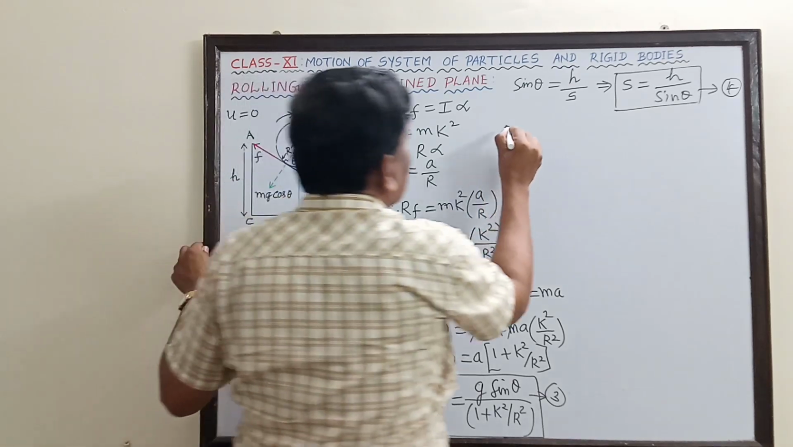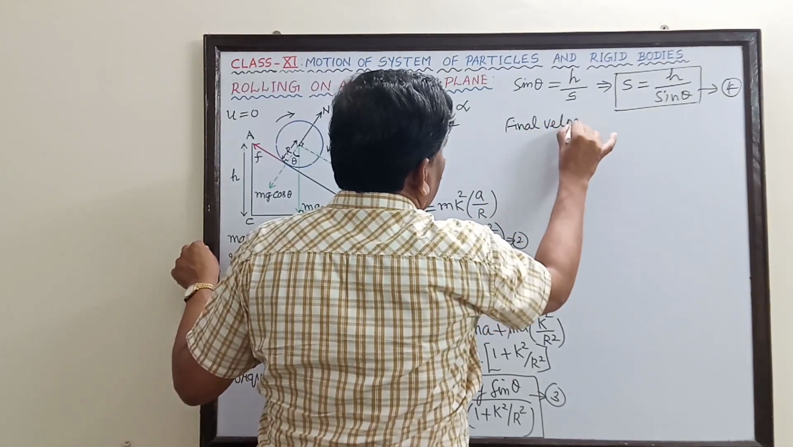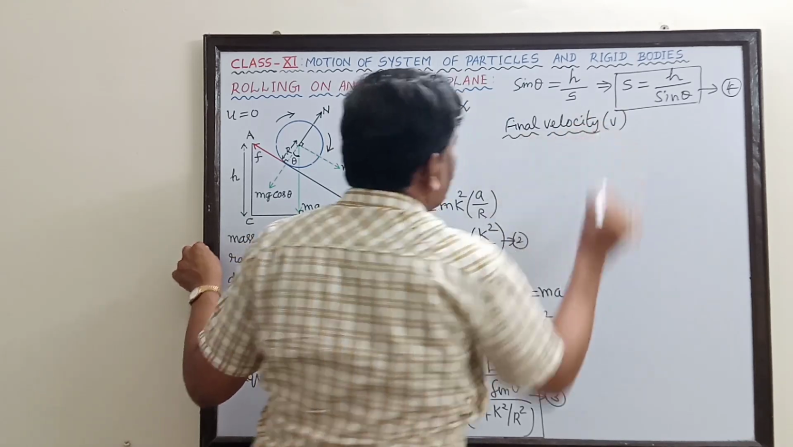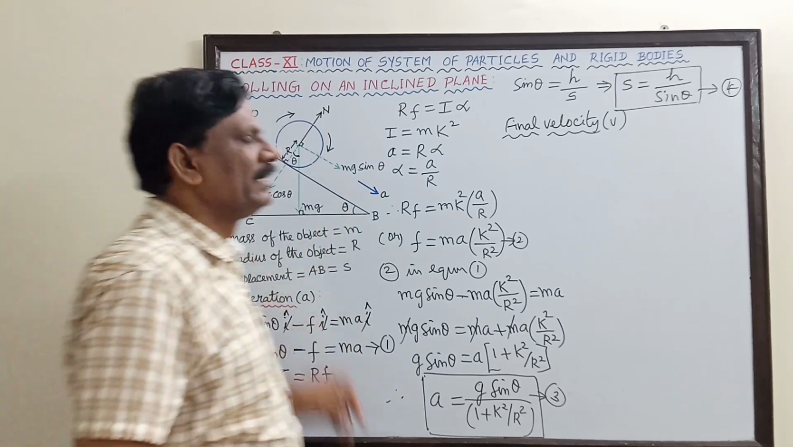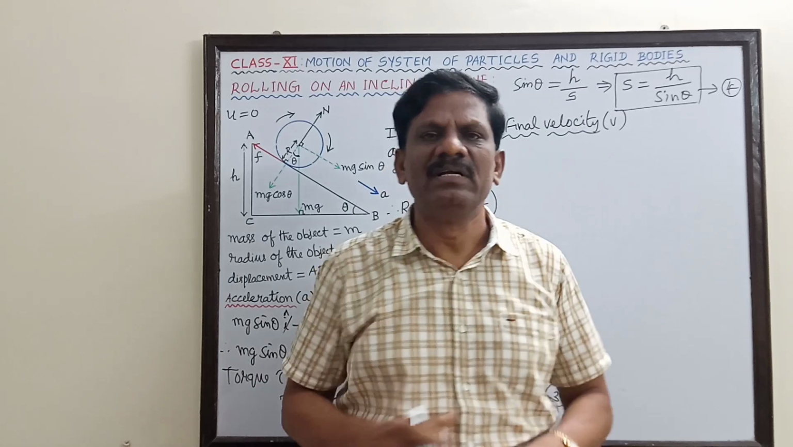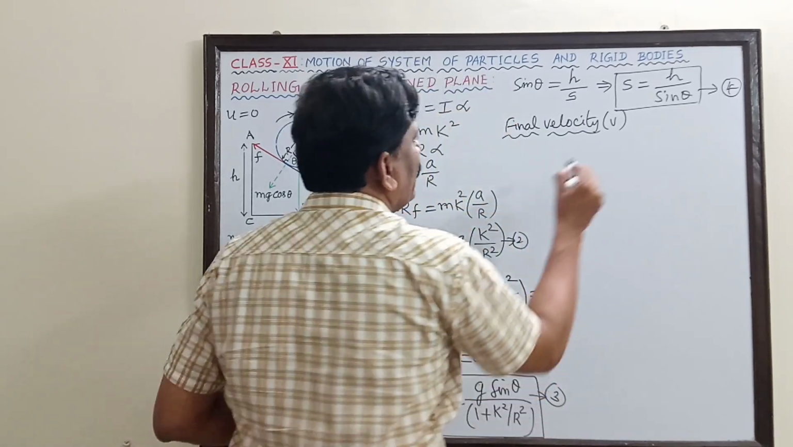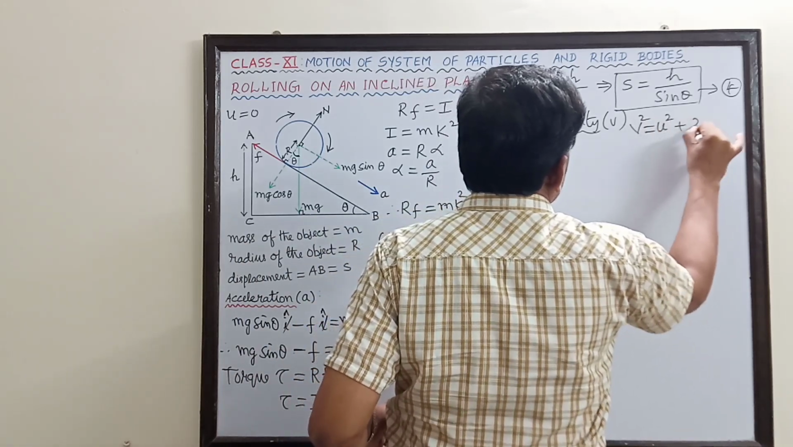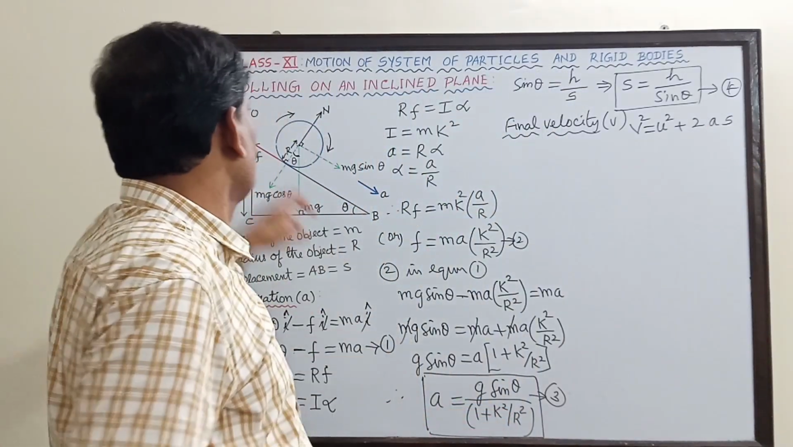So the final velocity expression is v. v is the final velocity with which it is touching the final point B. For that I am going to use the equations of kinematics. We have studied three equations, and the third equation is what? v square is equal to u square plus 2as.